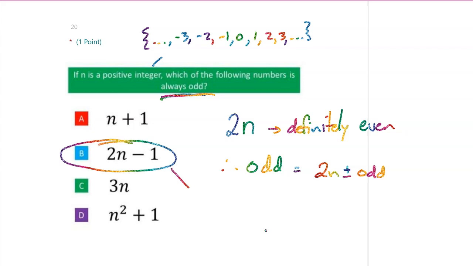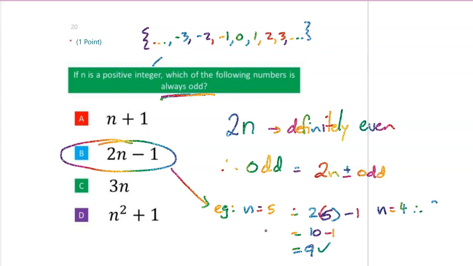Let's just test it and see if that's always going to be odd. If I start with an odd number, e.g. n equals 5, 2 times 5 minus 1 is 10 minus 1 equals 9. Yep, that's going to be odd. What about if I had n equals 4? That's an even number this time. Would that make any difference? 2 times 4 minus 1, 8 minus 1 is 7. Oh yeah, it's still odd. Whether I start with an even or an odd number, if I take 2n and then subtract 1, my answer will always be odd. There you go.